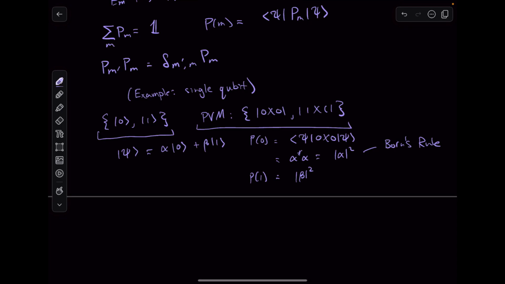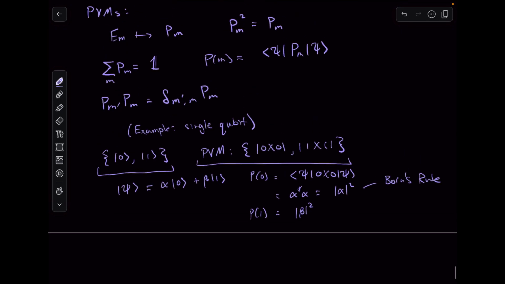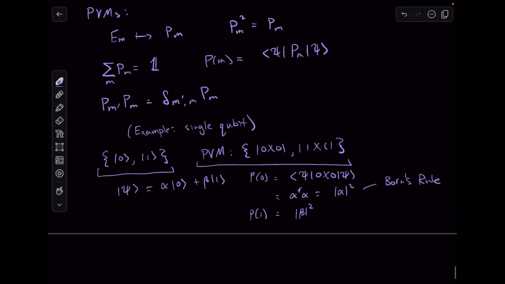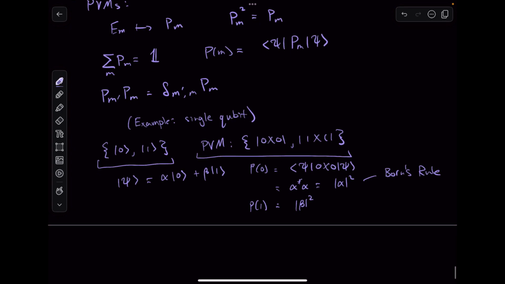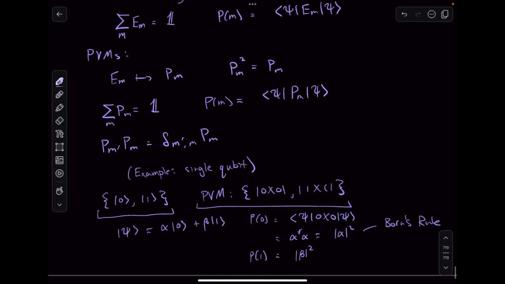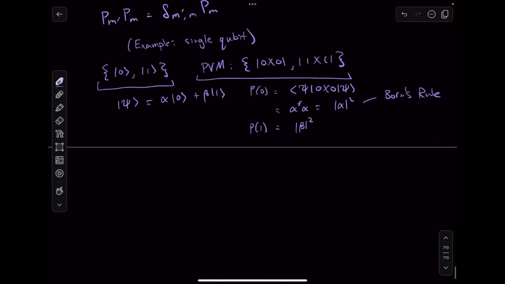So this is just a simple example, and it's nice to see these PVMs in action. They're very easy to work with, and things are a lot cleaner than the general measurements and POVMs. In our study of non-local games in particular, we're only going to need to consider PVMs because of a very nice theorem called Neumark's theorem.